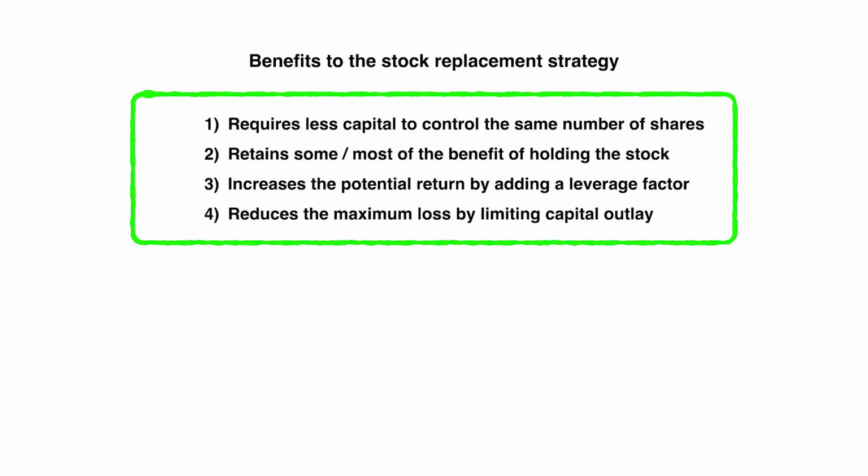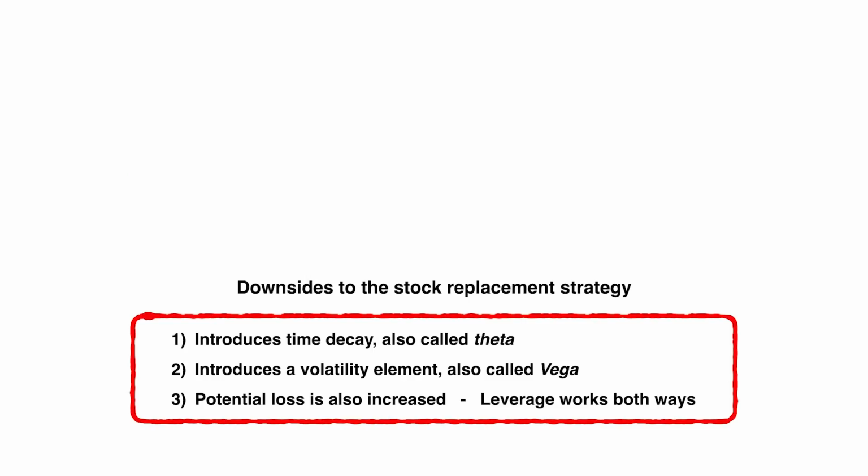The benefits to the stock replacement strategy are, first of all, it requires less capital to control the same number of shares. Second, the option buyer still retains some, or if the delta is high enough, most of the benefits of holding the stock. Third, the potential return is higher, because you can control more shares with less capital. And lastly, it can reduce the maximum loss because the option buyer can put up less capital. You can only lose what you put up. In our example, if the stock did go to zero for some reason, the person who holds 100 shares loses all 10,000 of their money. The person who controls 100 shares with an option only loses 5,000 if the stock goes to zero because that's all they put up. So there's plenty of valuable benefits to stock replacement, but of course there are some downsides as well.